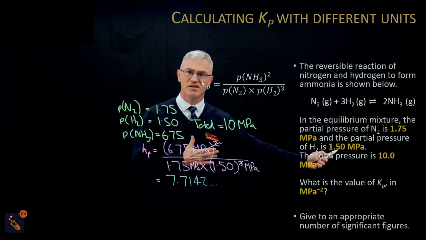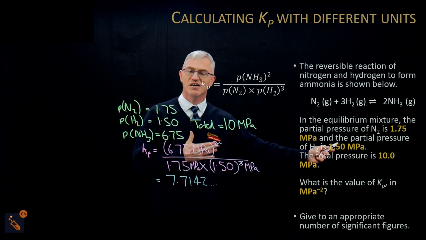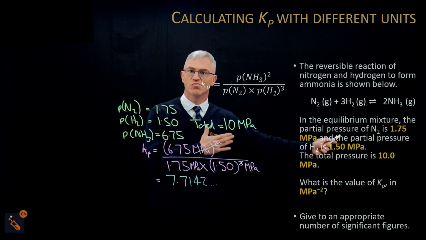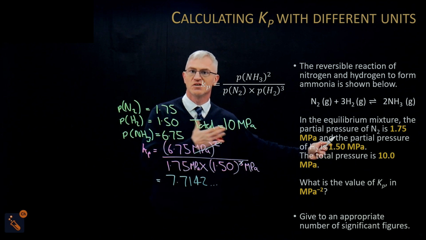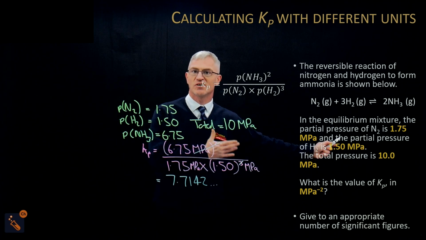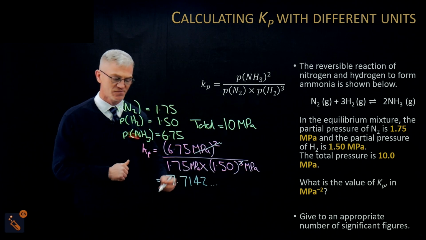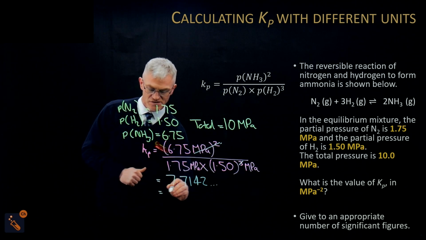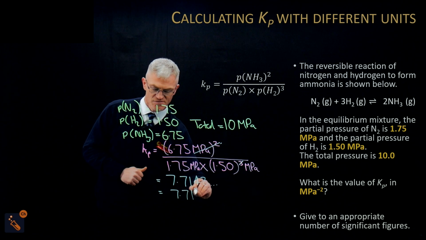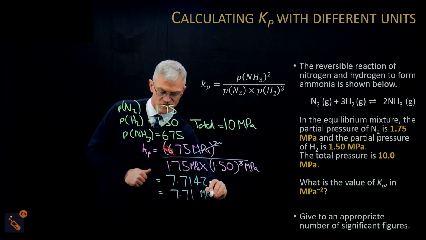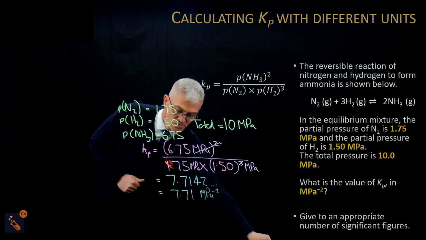And that's because that 0 could be as a result of 1.501, 2, 3, 4. So it's still significant because the number after it isn't necessarily 0. It could be 1, 2, 3, or 4. So we've got 3 significant figures. So our final answer is going to be 7.71 megapascals to the -2.